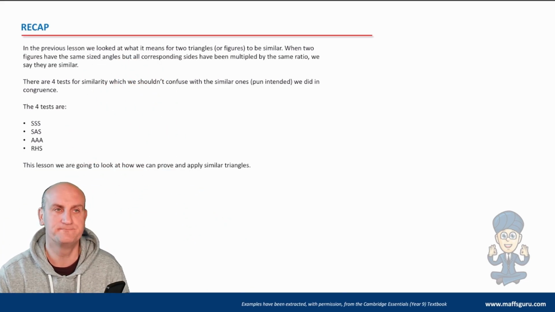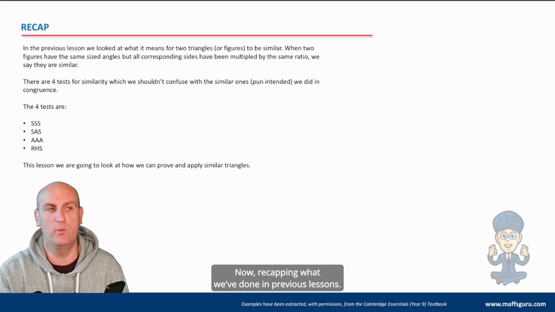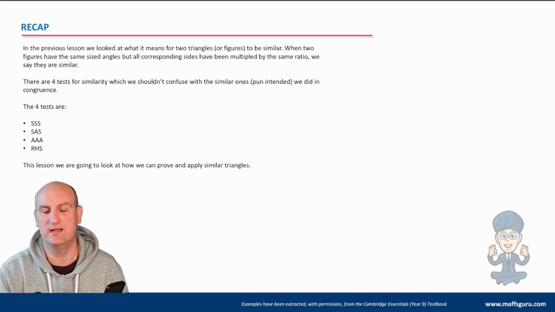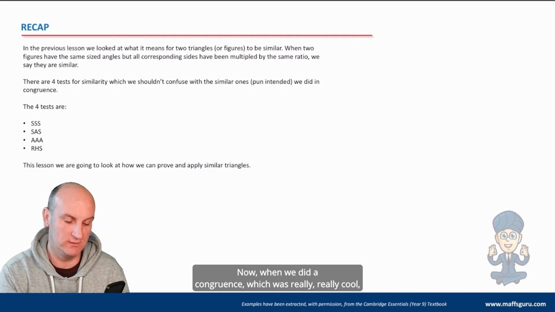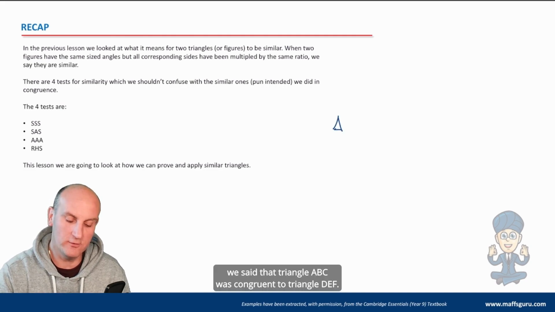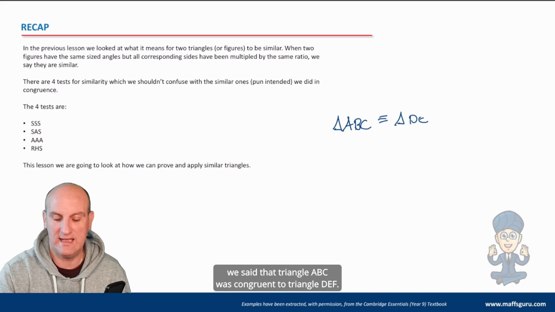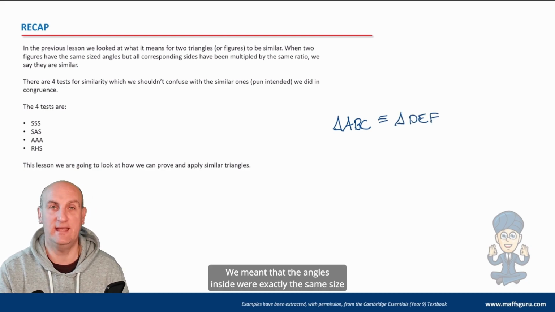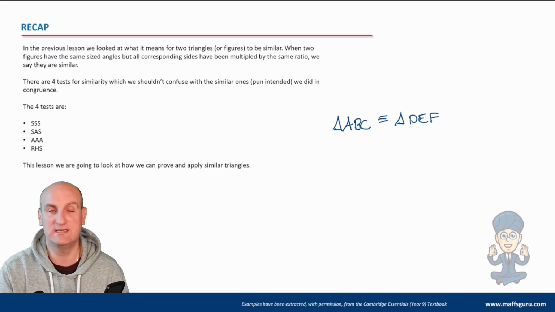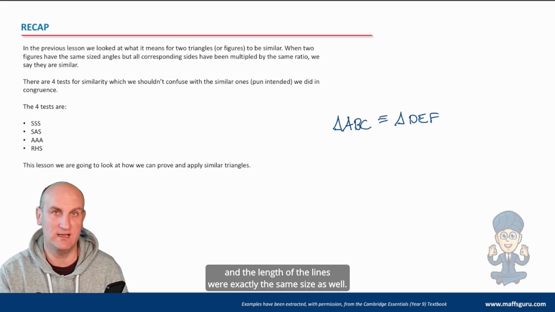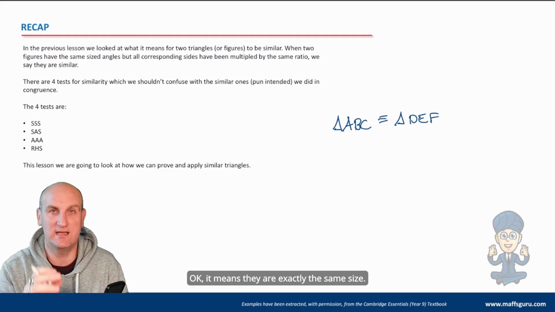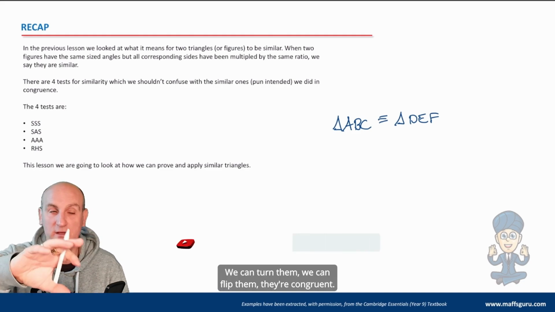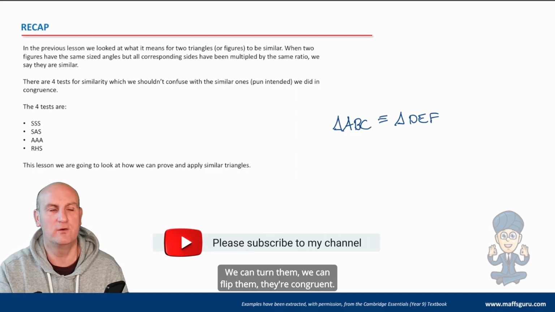Let's get on. Now, recapping what we've done in previous lessons. When we did congruence, which was really cool, we said that triangle ABC was congruent to triangle DEF. We meant that the angles inside were exactly the same size and the length of the lines were exactly the same size as well. So that's congruence, okay? It means they are exactly the same size. We can turn them, we can flip them, they're congruent.